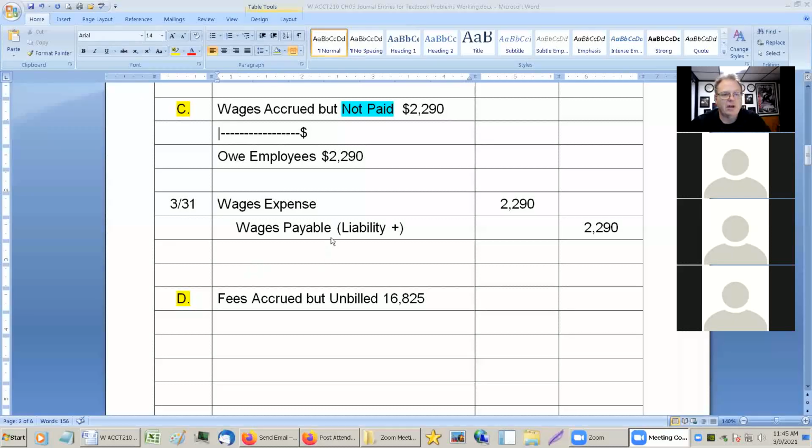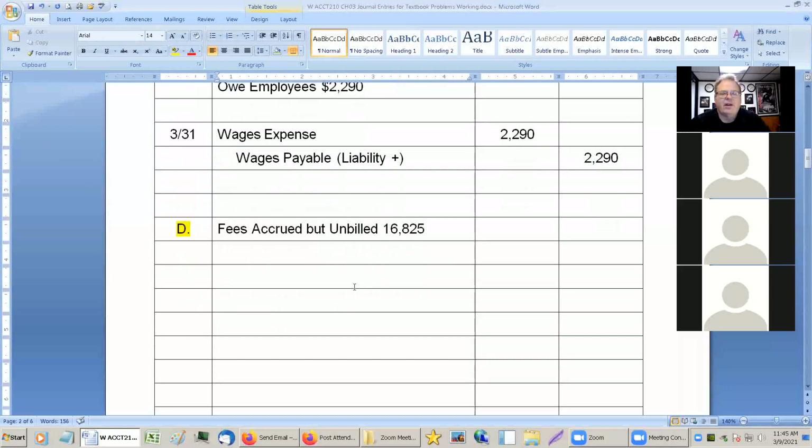So it's accrued, they owe it to you. However, you haven't billed them yet. It could be a timing thing. It could also be that you haven't completed the job yet. So if you haven't completed the job, you have to wait till you complete the job, then you can hand them a bill. So that's what they're talking about here. So this has been earned, but it hasn't been billed yet.